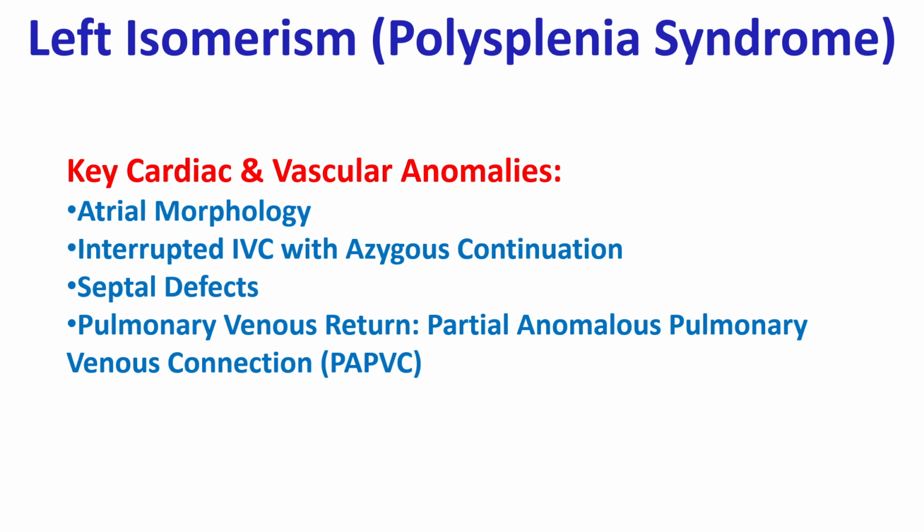Septal defects: atrial septal defects, often primum or secundum type, and ventricular septal defects are common, though an intact ventricular septum or partial atrioventricular septal defect is more frequently seen here than complete atrioventricular septal defect. Pulmonary venous return: partial anomalous pulmonary venous connection, PAPVC, is common, with pulmonary veins often draining symmetrically into both morphologic left atria. Obstruction is rare.